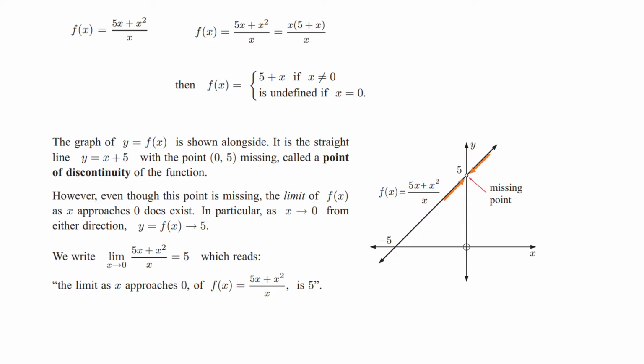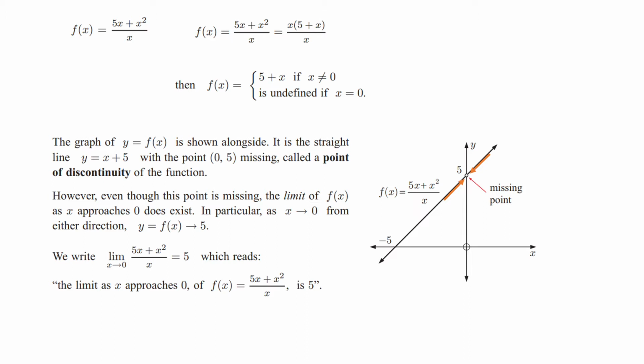So the graph of y equal to f(x) is a straight line, y equal to x plus 5, with the point (0, 5) missing. This point is called a point of discontinuity of the function. That means it's discontinuous at this point. However, even though this point is missing, the limit of f(x) as x approaches 0 does exist. So here we introduce the idea of a limit.